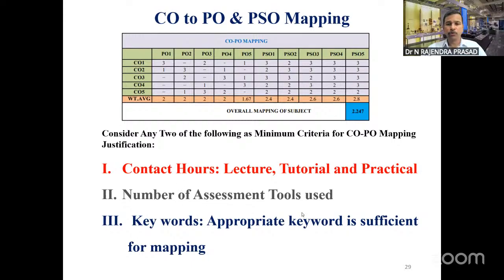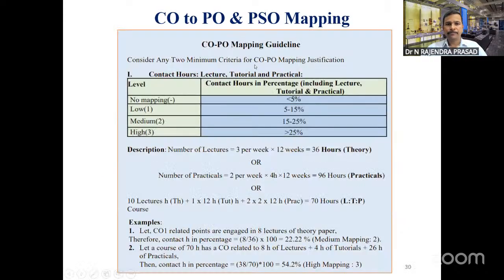Then the number of assessment tools. I will tell you what an assessment tool is and which assessment tools we use. Then keyword matching between CO and PO, and what extent of effort should be put in by the student to achieve the CO. So this is the mapping strategy that should look like this table. Let us go through it in detail. These are the CO-PO mapping guidelines, prepared by me in consonance with the standard OBE guidelines, and we have implemented them in our institution.